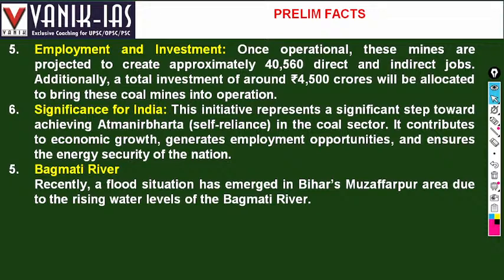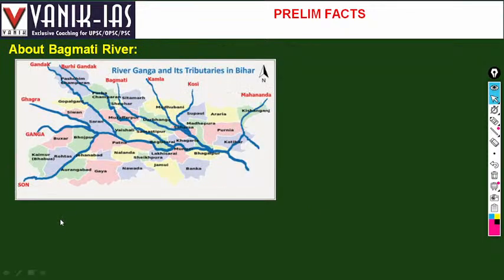The next topic is the Bagmati River. Recently, a flood situation has emerged in Bihar's Muzaffarpur area due to the rising water level in the Bagmati River. The river Ganga is in Bihar, and its tributaries, the main rivers, Gagra, Gandak, Burhi Gandak, and Bagmati. This is the Bagmati River, which contributes to the Ganga.